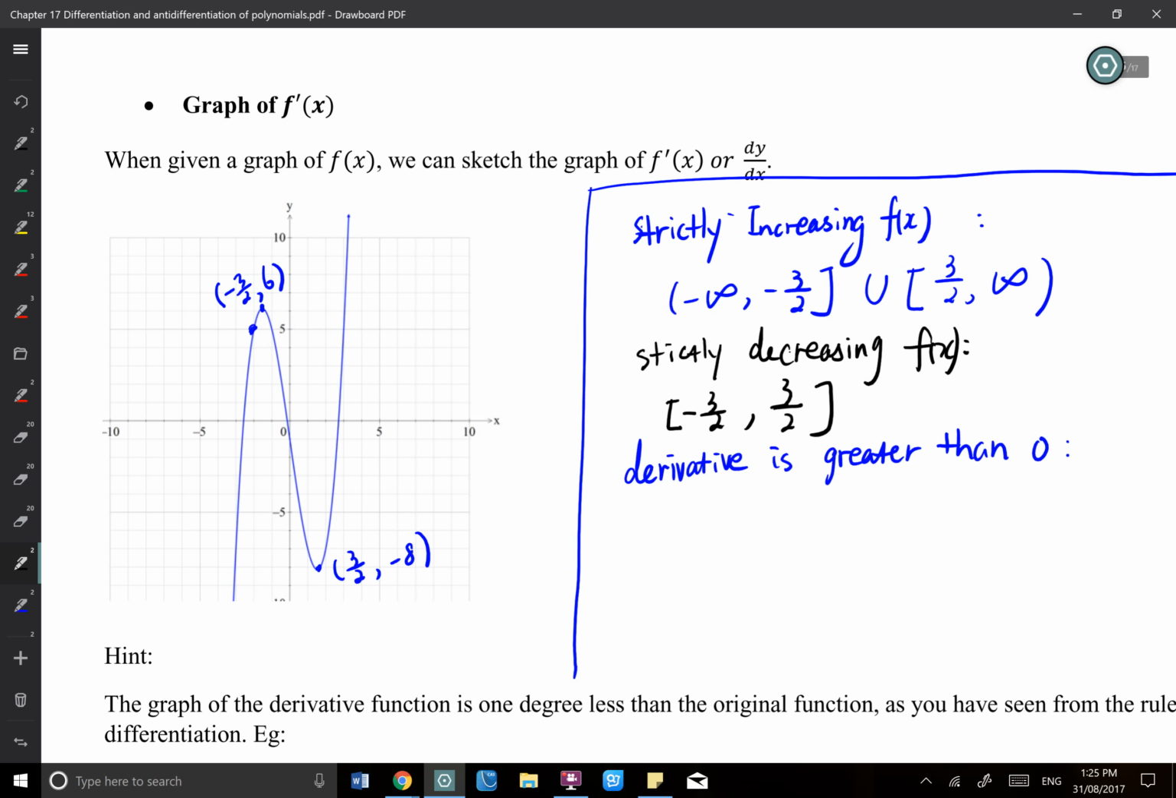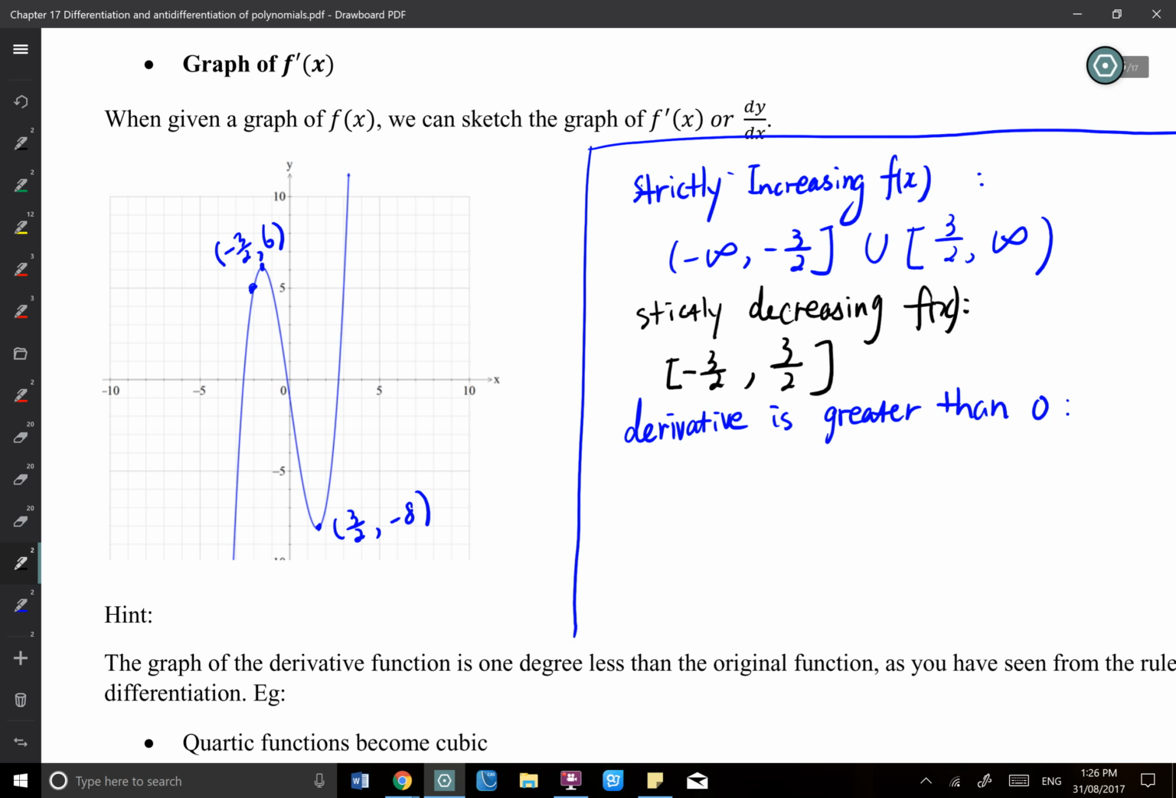So that is a thing. You will definitely be asked in Year 12 in your SAC. And half of my class do that wrong, even though I emphasize it a lot of times. Okay, so that's something you need to pay attention to. If I say strictly increasing or strictly decreasing, it must include the turning point as well.